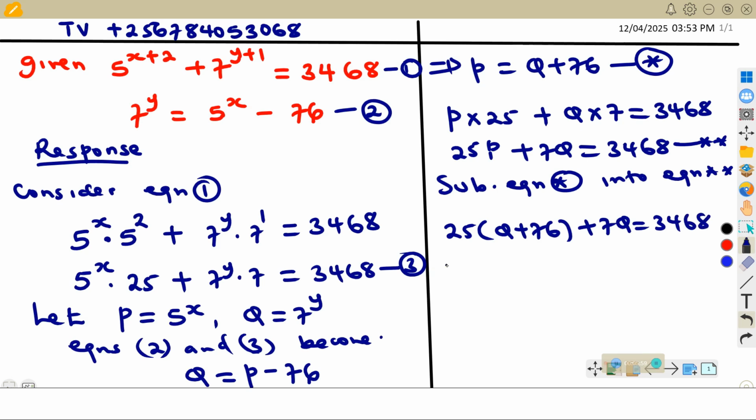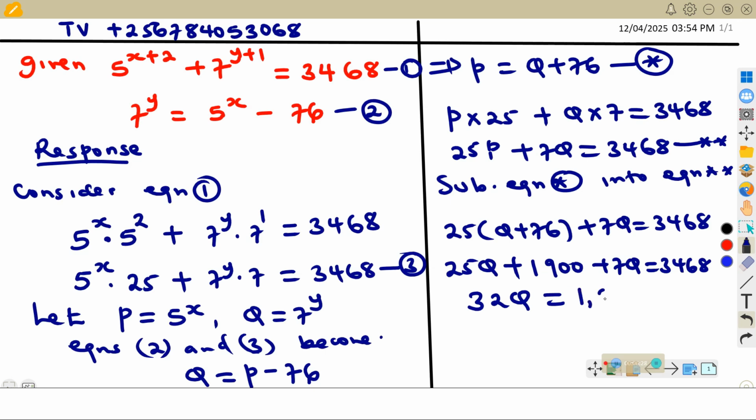So this will be 25q plus 1,900, plus 7q, equal to 3,468. From here, 25 plus 7 will give us 32, so 32q will be equal to 3,468 minus 1,900, which gives us 1,568. From here, q will be the same as 49. q is the same as 49.